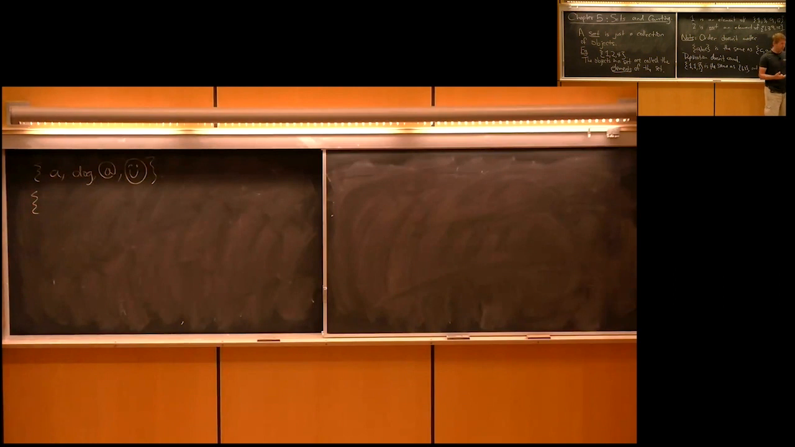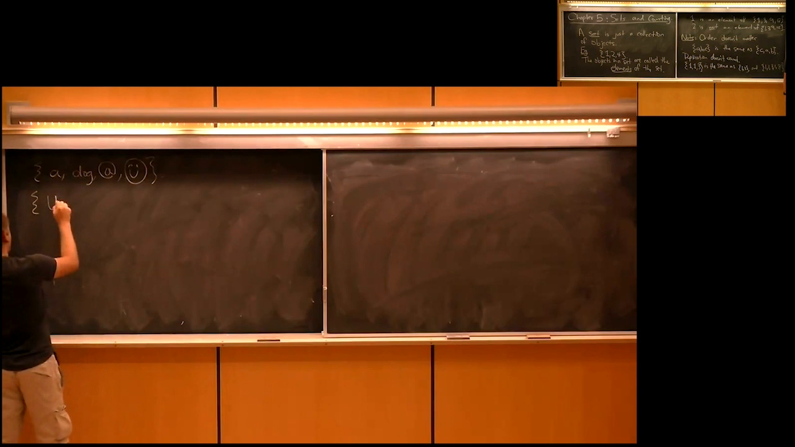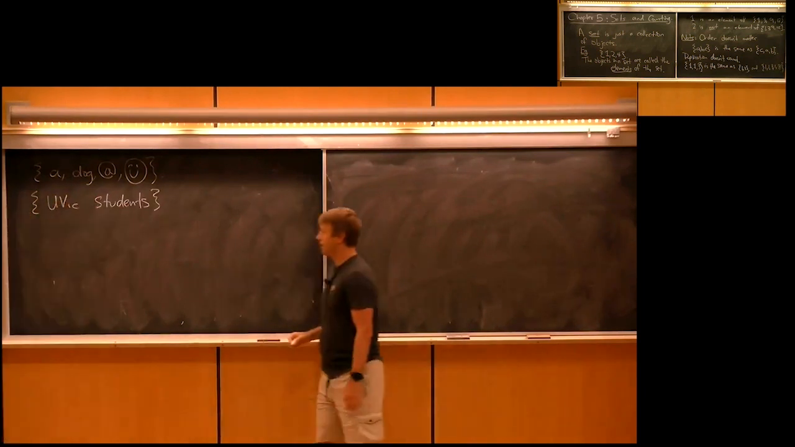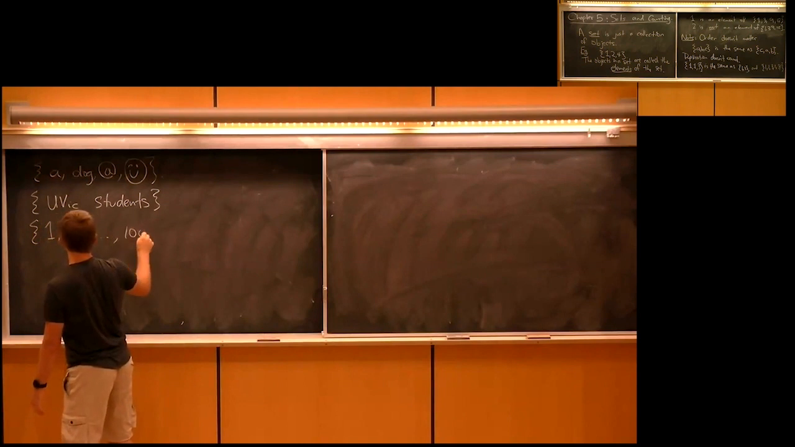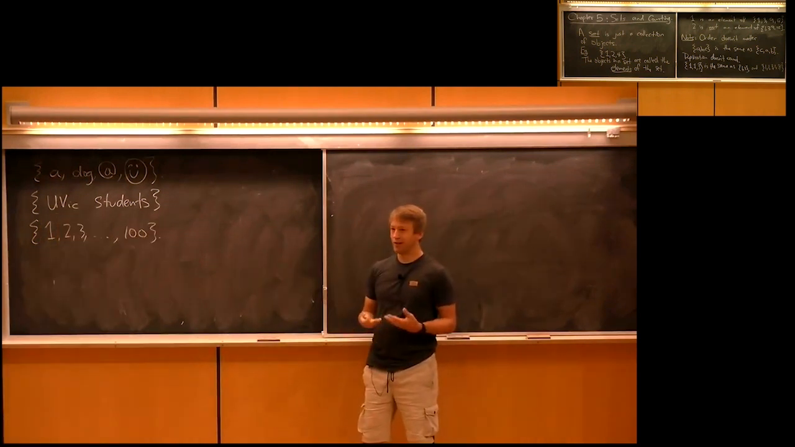Informally, we can also represent sets differently. In all the examples we've seen so far, I've listed all the elements, but that's not always practical. Suppose a set has 1,000 elements; it's not practical to list them all, right? So sometimes you want an informal shorthand for writing a set. For example, I could say the set of all UVic students. Or I could write the set {1, 2, 3, ..., 100}. And hopefully it's clear what these mean, right?